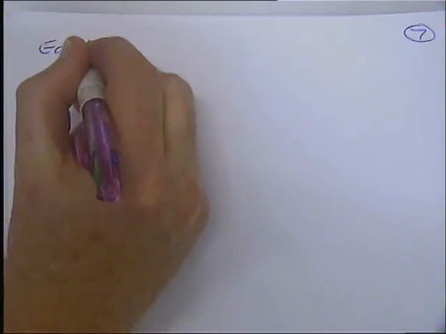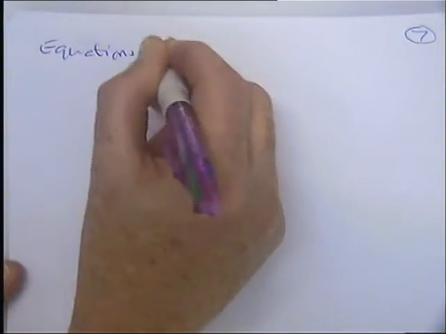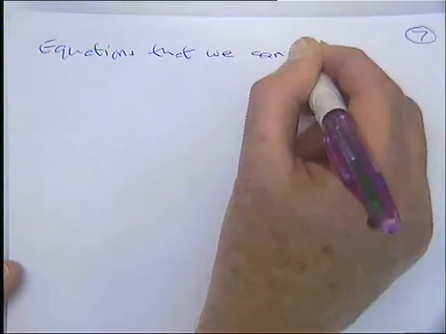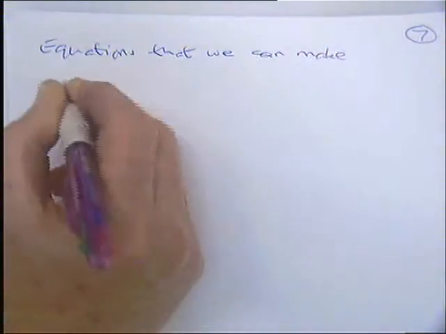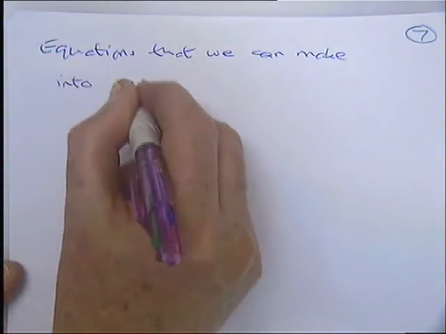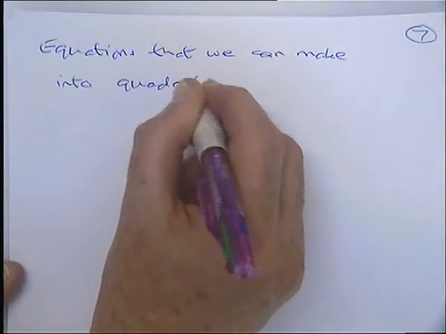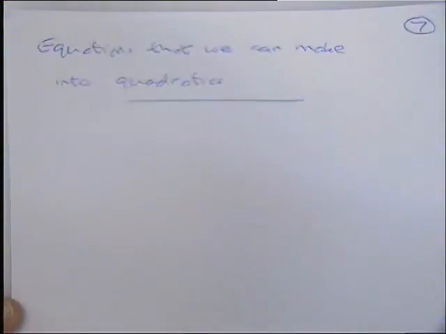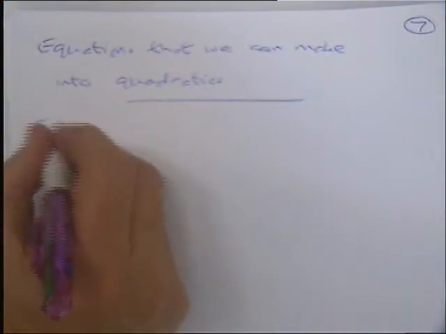We're not doing another one of those. We're moving on to another bit in the chapter, okay? What we're looking at now is going to be equations that we can make into quadratics. Equations that we can make into quadratics. And again, this does crop up at GCSE, although you may get harder examples in what we're looking at now.